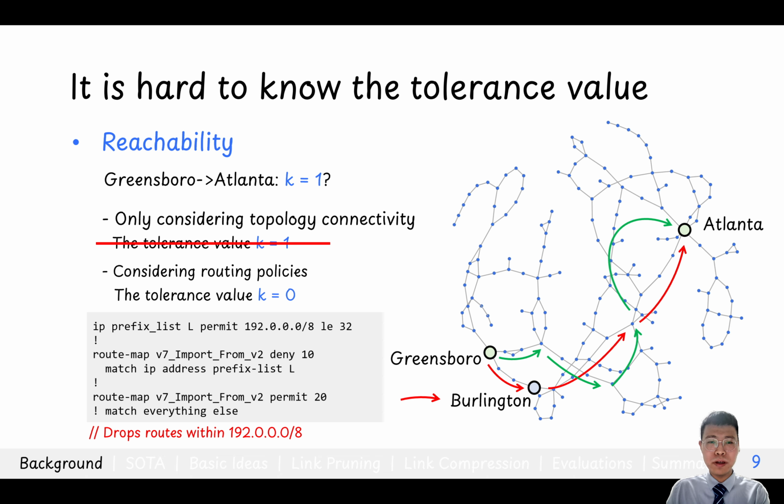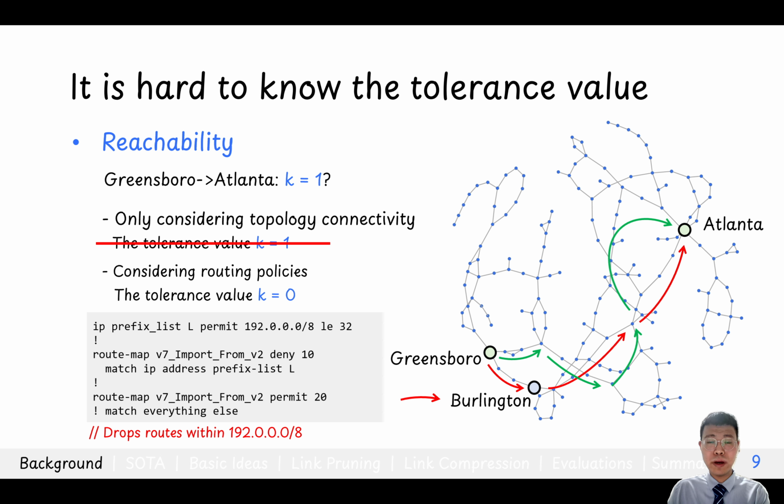For example, the device in Burlington is configured with a routing policy. The policy permits a larger range of prefixes with low priority, while denying a smaller range of prefixes with high priority. Finally, it drops all routes whose prefixes start with 192. As a result, packets will be blocked at Burlington, and the final tolerance value becomes 0.